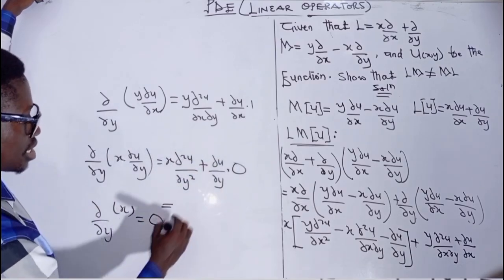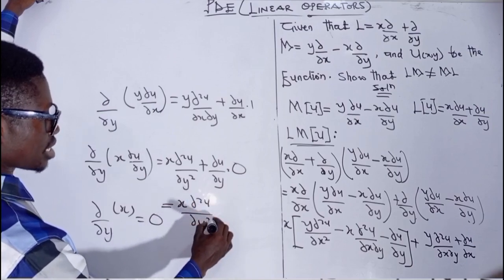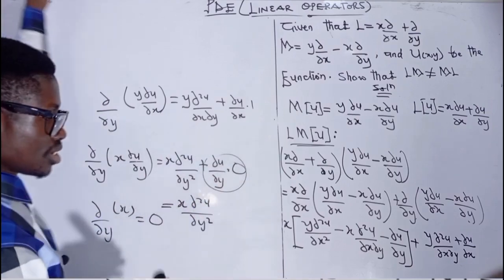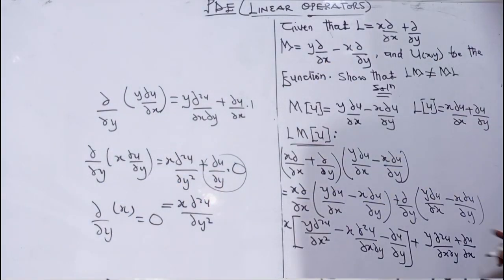So at the end, we are going to have x ∂²u/∂y². This is giving us what? 0. So the last term is what? X. So we have minus x ∂²u/∂y². Very, very interesting. Let's continue from the top.